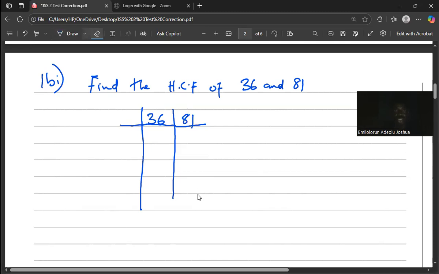So what do you think is the number that divides 36 and 81? Actually, 3 is a number that divides 36 and 81. How many times does 3 divide 36?